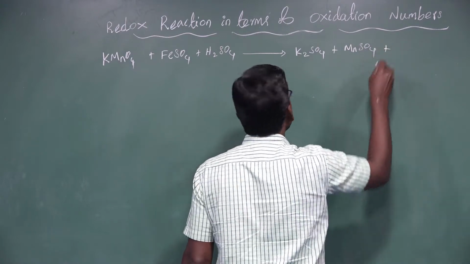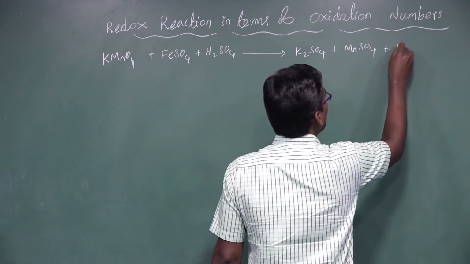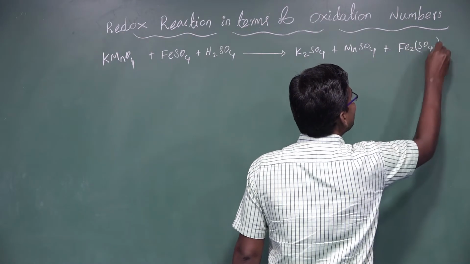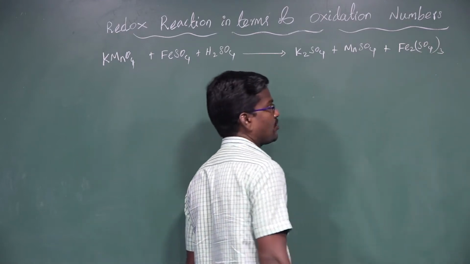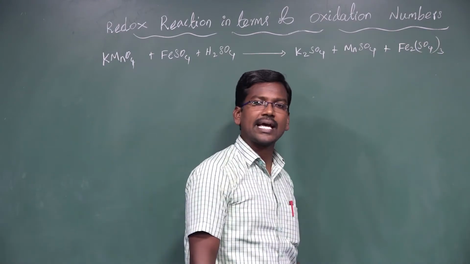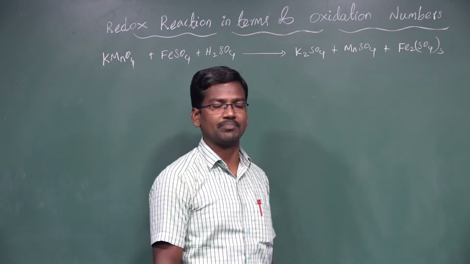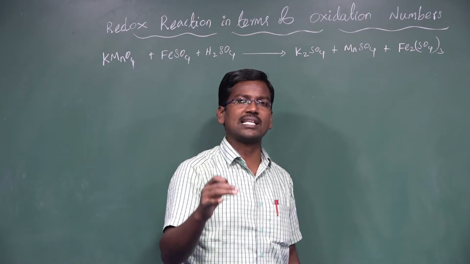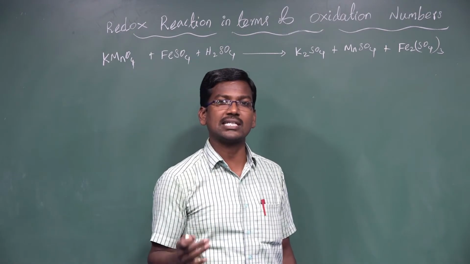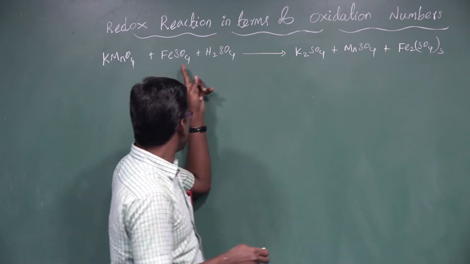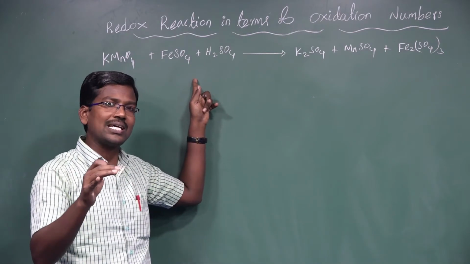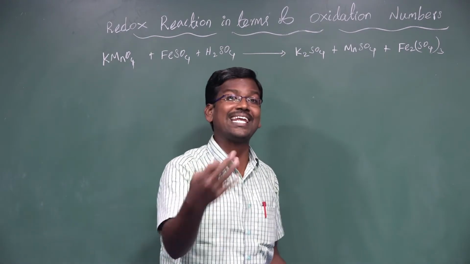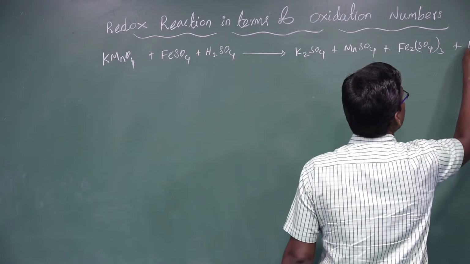MnSO4, plus ferrous sulfate changes into ferric sulfate, Fe2(SO4)3. Iron can exist in two types of valency, one is 2 plus and one is 3 plus. 2 plus valency is called ferrous, 3 plus valency is called ferric. That's why FeSO4 is named ferrous sulfate and Fe2(SO4)3 is named ferric sulfate, plus water molecules, H2O.